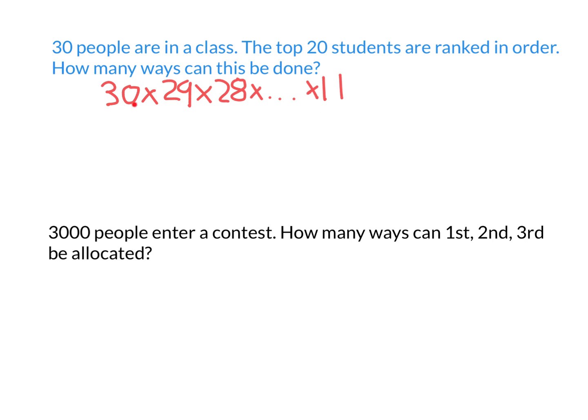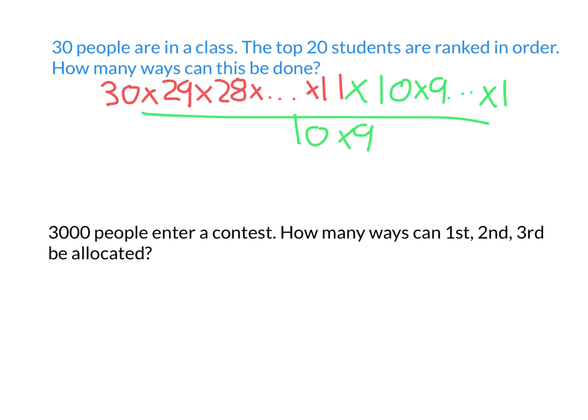Now you can see this would take ages to put on our calculator, and it would be impossible to do if the numbers were very large. But we can use factorials. Even though I only want to go from 30 down to 11, I'm going to include from 10 all the way to 1 and then divide by exactly that. So how exactly does that help? Surely adding more numbers into the calculation makes it more complicated.